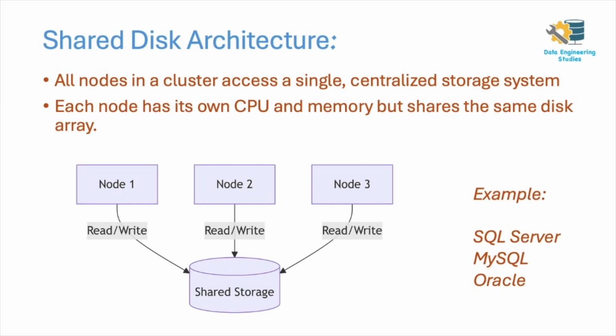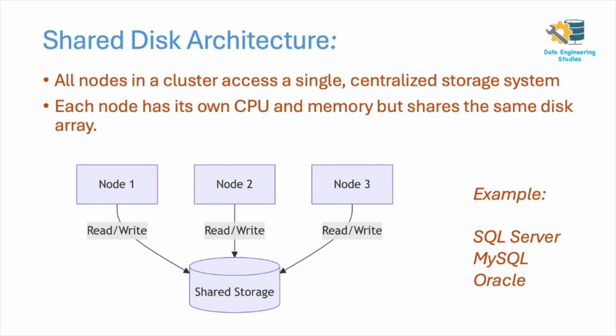In shared disk architecture, all nodes in the cluster access a single centralized storage system. Each node has its own CPU and memory but shares the same storage system. Some of the examples of shared disk architecture are SQL Server, MySQL, and Oracle.